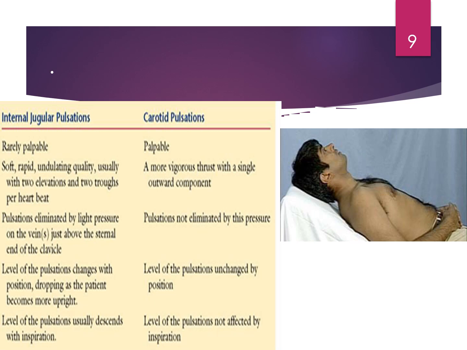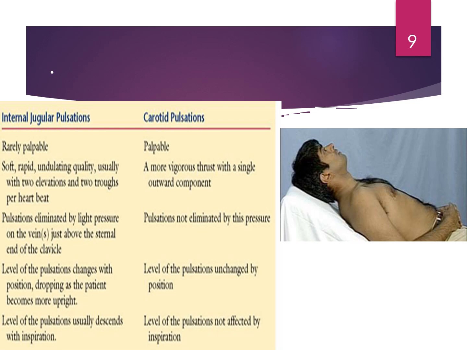JVP must be measured for its height and the character of the waves, and the venous pulsation is not visible normally in this position. When the right atrial pressure is raised, neck veins are engorged and pulsations are visible. But if the engorged veins are not pulsatile, obstruction of the veins should be considered. And in small infants, it might not be possible to measure JVP at all because of the shortness of the neck. So it is difficult to measure JVP in small infants because their necks are so short.